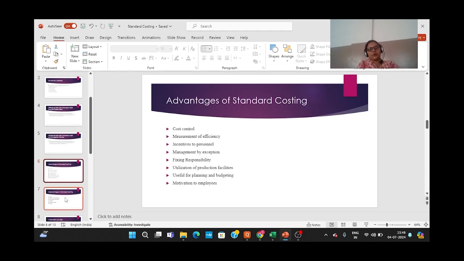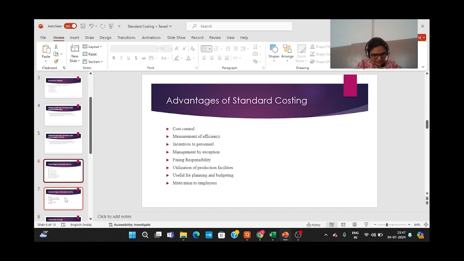What are the advantages of standard cost? First is cost control. Standard costing is an effective tool in the hands of management for the purpose of cost control. Predetermined standard costs are compared with actual cost and remedial steps are taken in case of substantial adverse variations in cost. So predetermined costs are compared with the actual cost and remedial actions are taken for the variances which have arisen. Measurement of efficiency: standards are the benchmark for evaluating individual performance. It helps to identify and measure the efficiency of individuals.